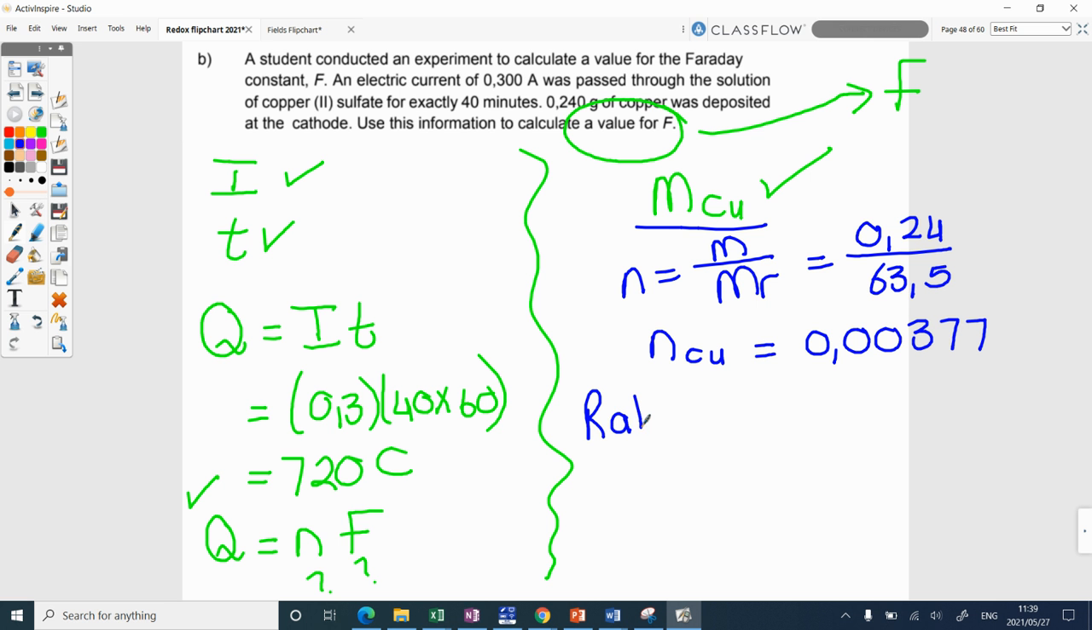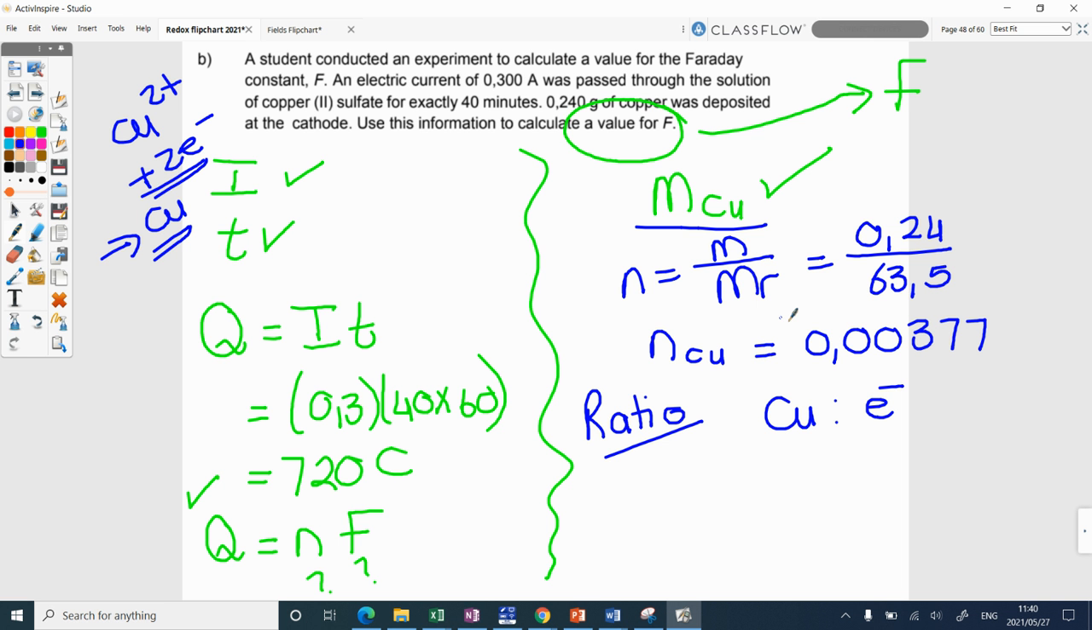Ratio, nice. So to get my ratio, I now have my copper, so it's going to be copper to electrons. Where do you get this ratio from? Okay, so tell me what it is. Cu. So what's the ratio of Cu to electrons? 1 to 2. So now I can get my moles of electrons. All you have to do is times by 2, and that gives you 0.00.